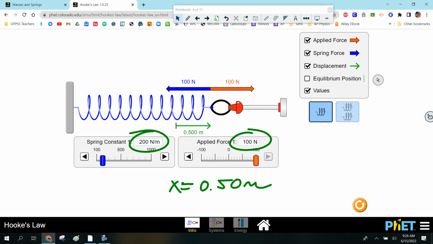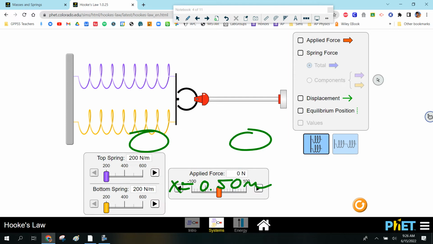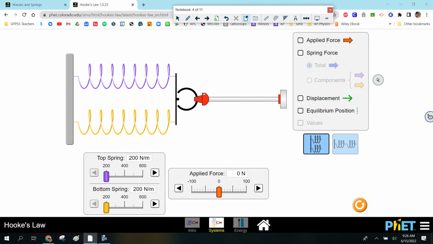So there's one spring. Spring constant is 200 newtons per meter. An applied force of 100 newtons makes it stretch half a meter. Now, what if we have a scenario like this? Now I've got two springs. Notice both springs again have a spring constant of 200 newtons per meter. But they're both attached to my object.